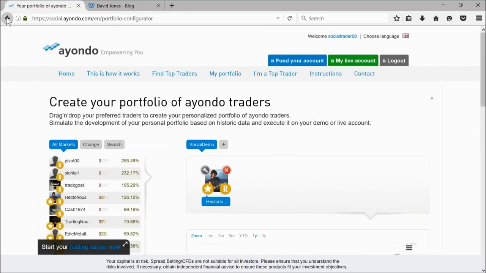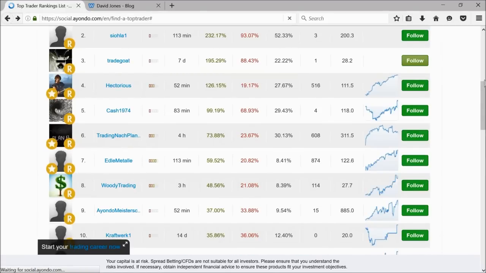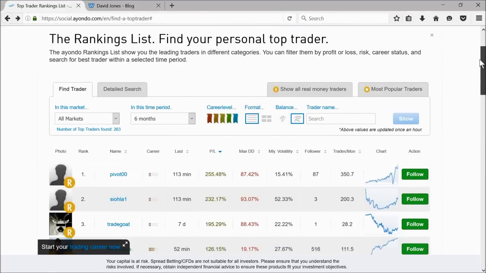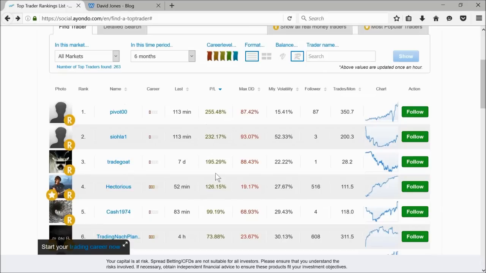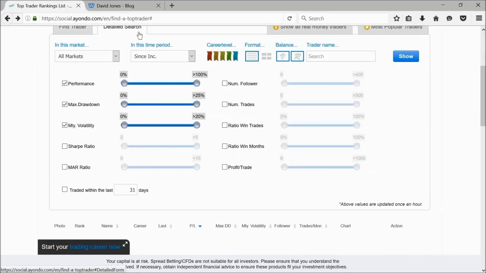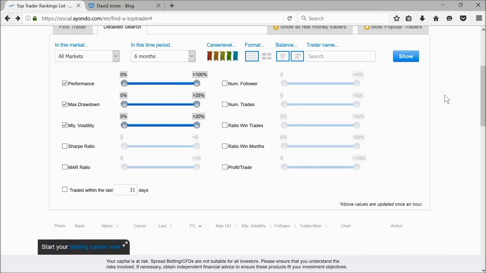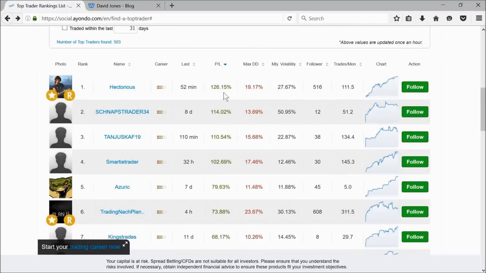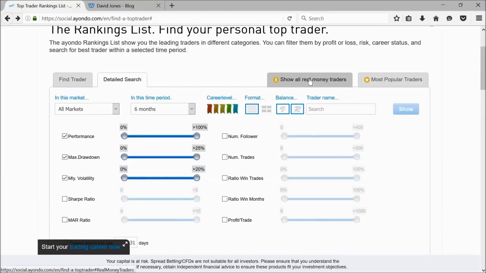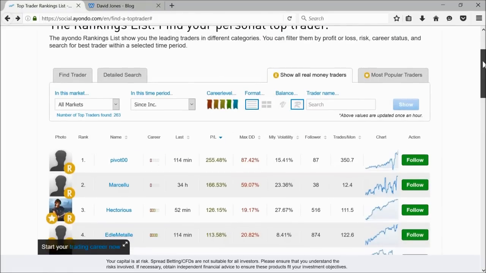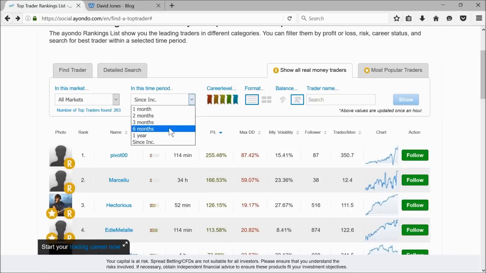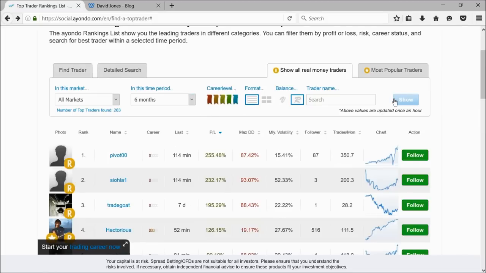So he's now in. What I'm going to do, let's have a look and see who else we can find, because I want to add 5 into my portfolio. So we're scrolling down. We're still on that criteria. There's Hectorius. Let's say we'll do the detailed search again. There's all of our criteria there. We wanted it over the last 6 months. Let's go back. Here we go. Okay, there's Hectorius. And let's say all I'm interested in is real money traders. I can just choose to go up here and show all real money traders. So there we go. This is now showing real money traders, and I'll choose the last 6 months is what I'm going to base my research on.